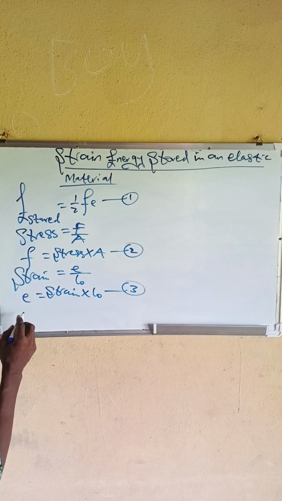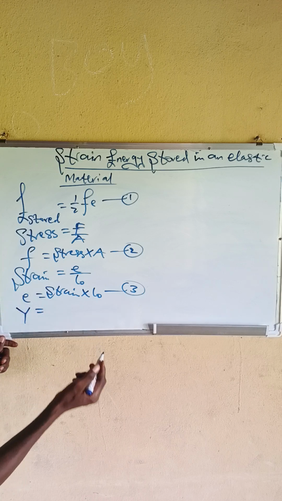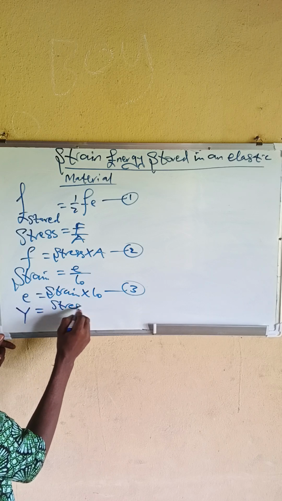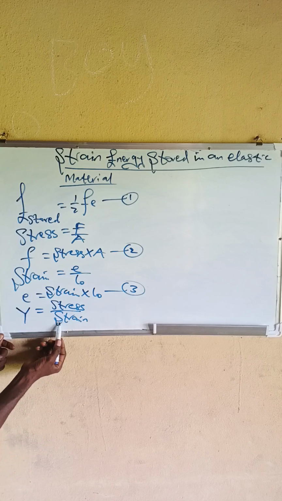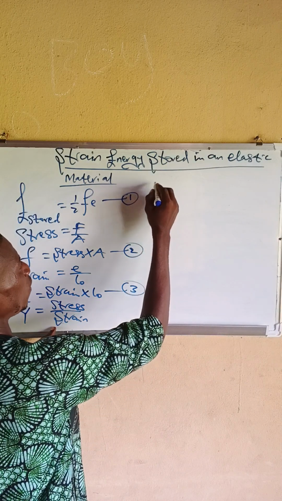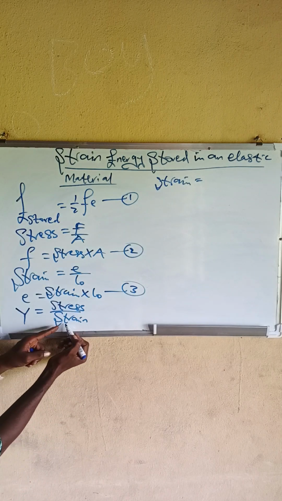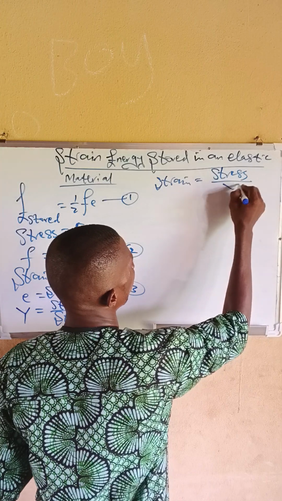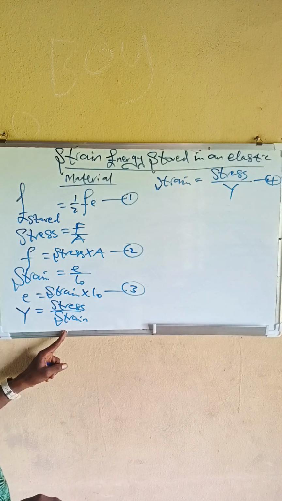Also recall that your modulus is stress over strain. I want to make strain here the subject of the formula. If I do that, I will have strain equals stress over your modulus. Call this equation 4. Okay?